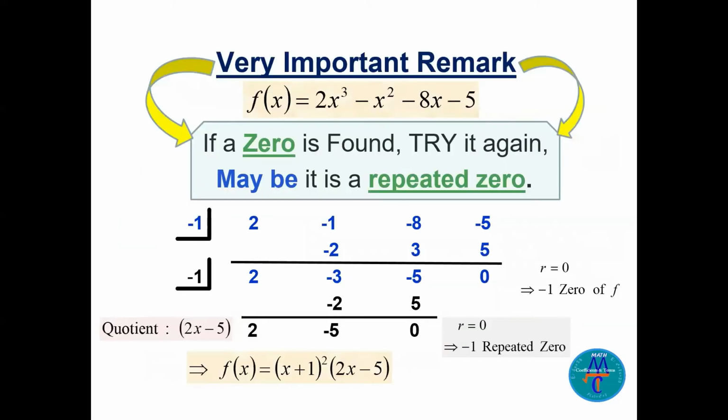3 zeros are there. Now, a very important remark here. If you have a function and you are trying zeros, and a zero is found, like minus 1 here, because the remainder is 0, try it again. Maybe it is a repeated zero. You try it again, minus 1, the same number on this quotient. If the remainder is 0 again, that means this zero is repeated. So instead of x plus 1, we have (x plus 1) squared, because minus 1 is a repeated zero. So we have power 2 here. Then the last factor will be 2x minus 5.